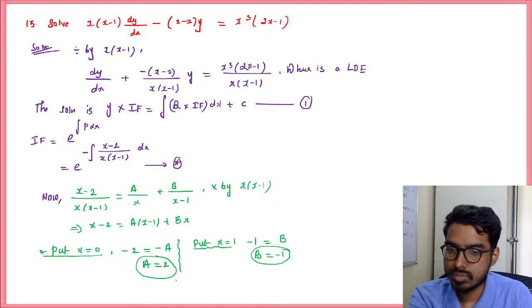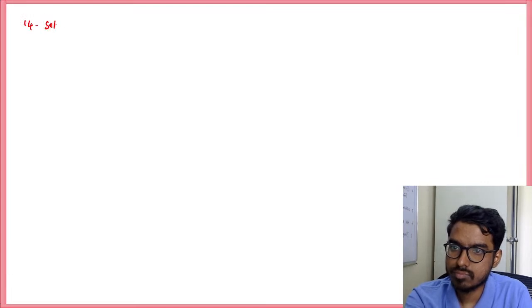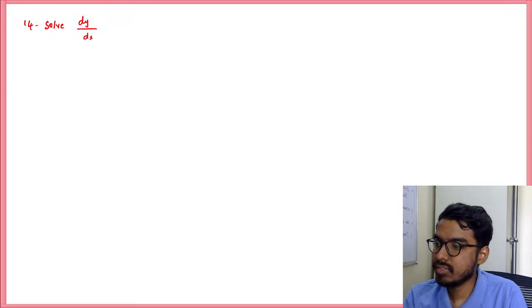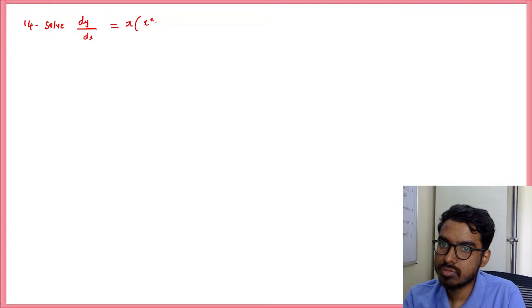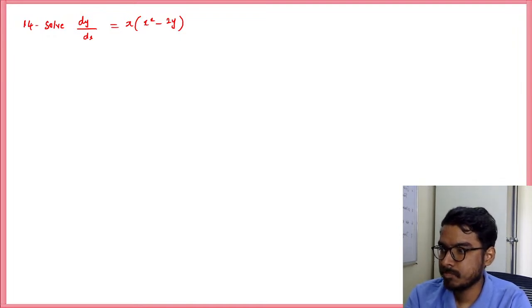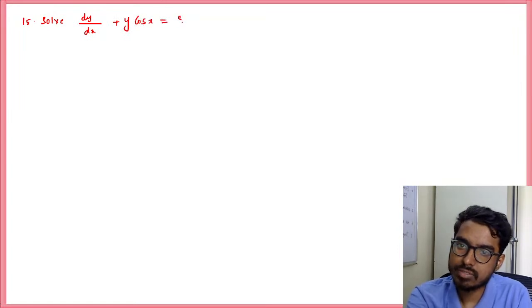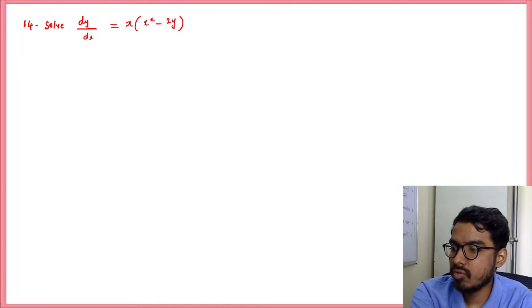We'll move on to the 14th problem. Solve dy by dx is equal to x into (x square minus 2y). Any doubt up to now? We'll do two more problems and then we'll wind up. So the 14th problem and the 15th problem. The 15th problem is solve dy by dx plus y cos x is equal. So we'll solve the 14th problem now.